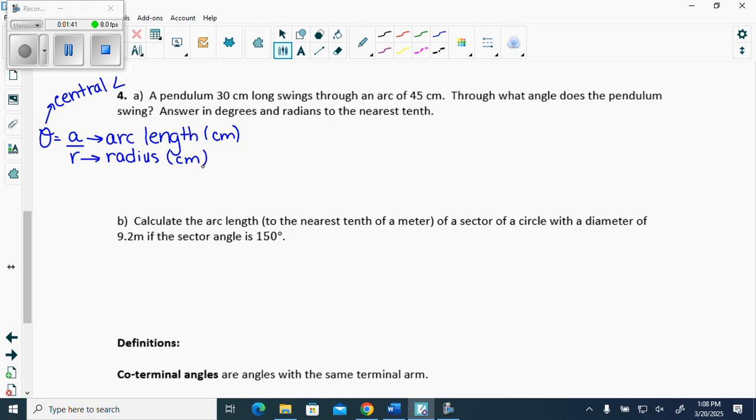Now, guys, what happens when I have a centimeter over a centimeter? They cancel. So when I'm done dividing A by R, I'm left with a number without units. So I'm left with theta equals some sort of number with no units. Do we agree? So is theta in radians or is it in degrees? It's in radians because it has what? No units. Remember, radians, you don't have to write anything behind it.